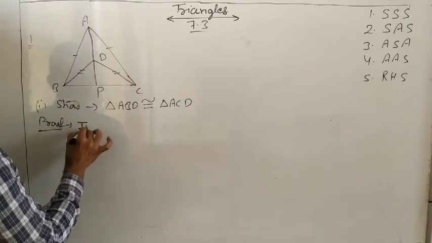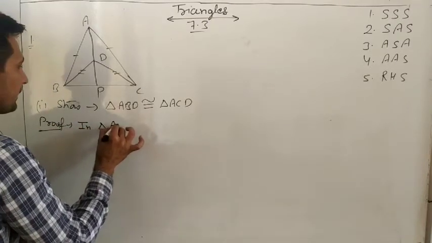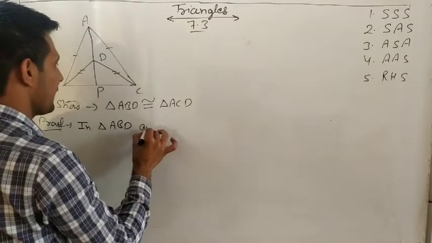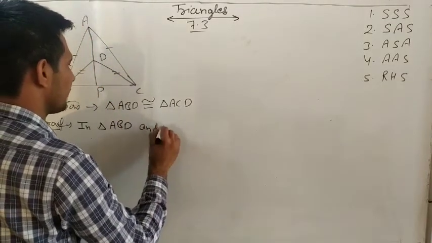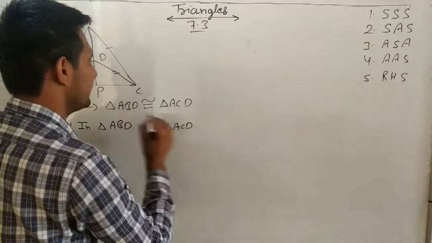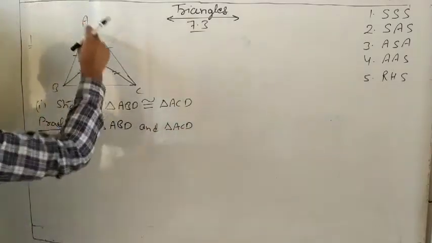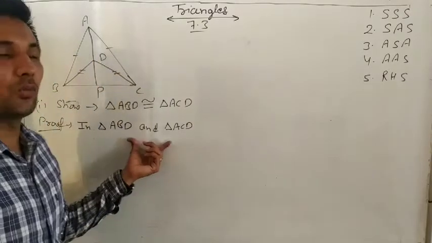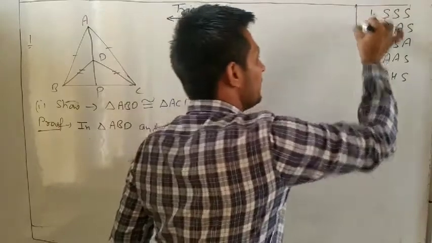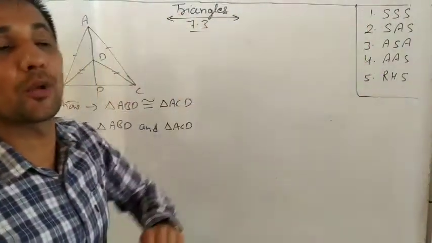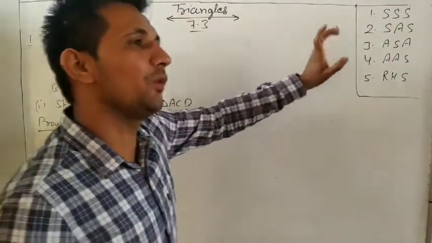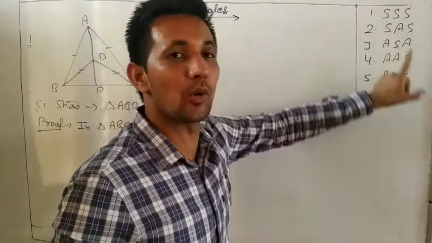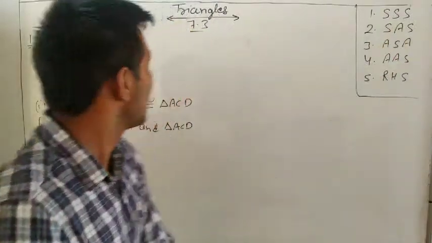Right, in triangle ABD and triangle ACD. If you want to prove two triangles are congruent, how many properties do we know? Five. So out of the five properties, we have to prove one property, side, angle, side. And now we will check.